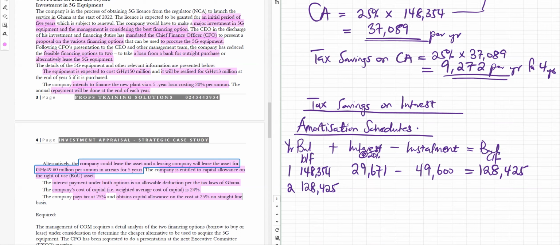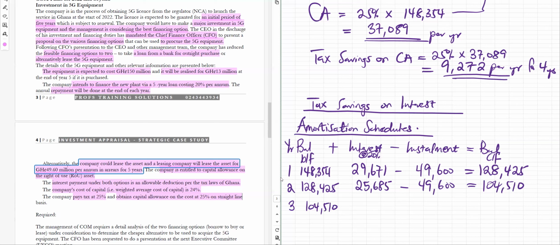So the next year we take our 128,425. We add interest at 20% again. That's 25,685. Then we take out our installment of 49,600 again. We end up with 128,425 plus 25,685 minus 49,600, which gives us 104,510.